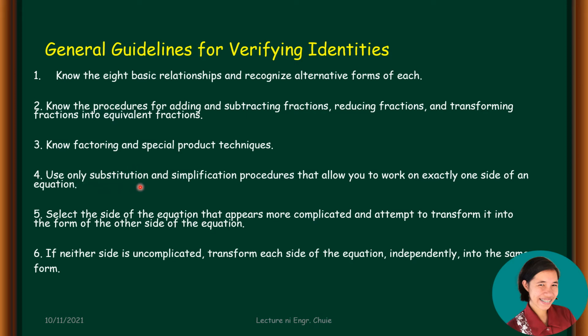Use only substitution and simplification procedures that allow you to work on exactly one side of an equation. Select the side of the equation that appears more complicated. So this is what I'm referring to: the equation that is somewhat complicated, because it is easier to transform. And attempt to transform it into the form of the other side of the equation. If neither side is uncomplicated, transform each side of the equation independently into the same form. So if both sides are fairly easy, you can transform both. You can work on the two sides at the same time.